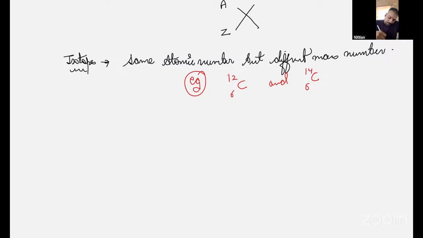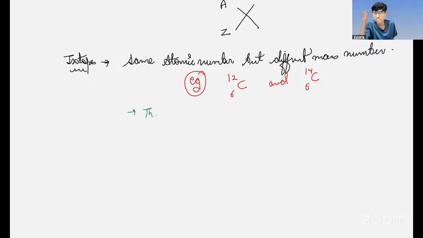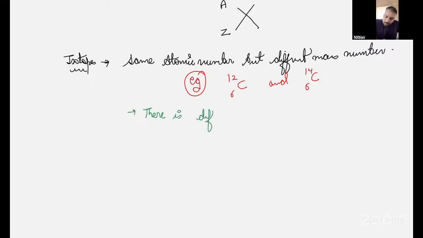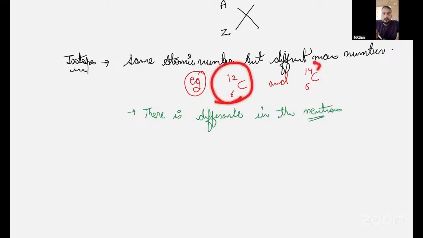Yes, because there's a difference. Like here in C-12 there are 6 neutrons, but in C-14 there are 8 neutrons. So there are 2 extra neutrons in C-14 compared to C-12. And by the way, C-14 is the radioactive isotope. So because of the difference in the neutrons, we can see there are two isotopes out there. Do you understand? Yes or no?